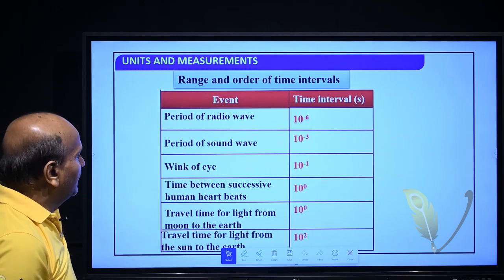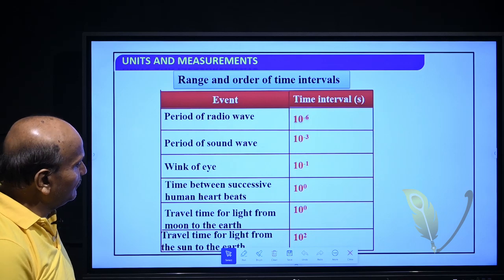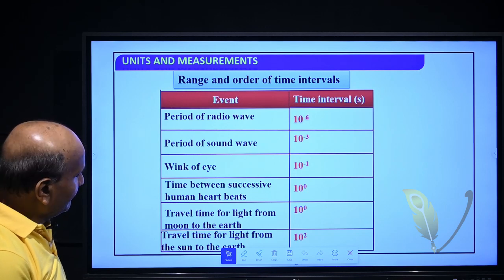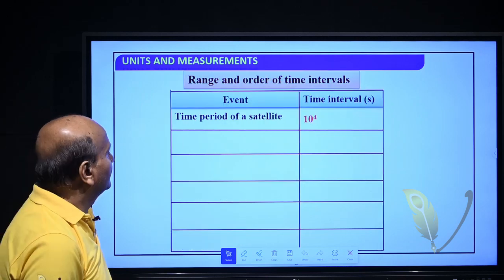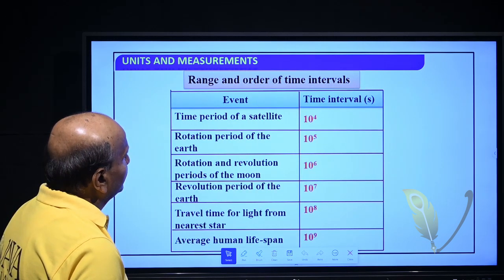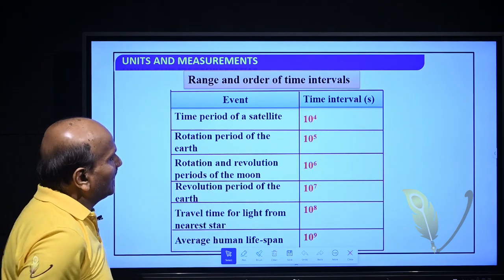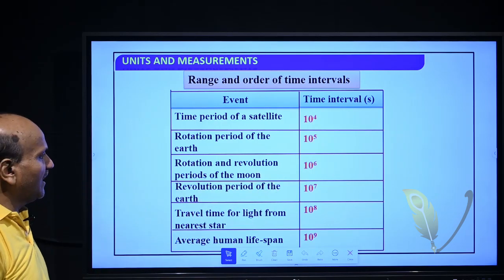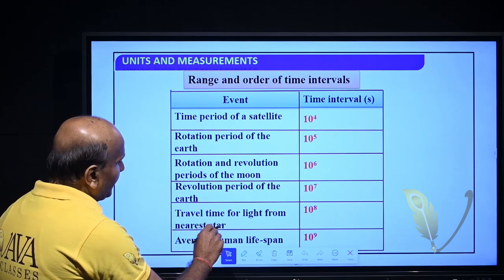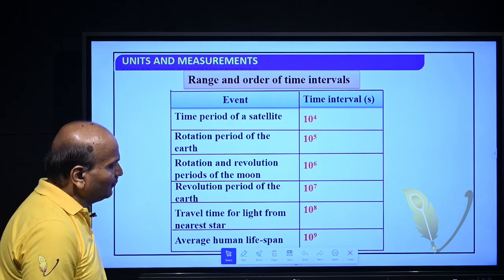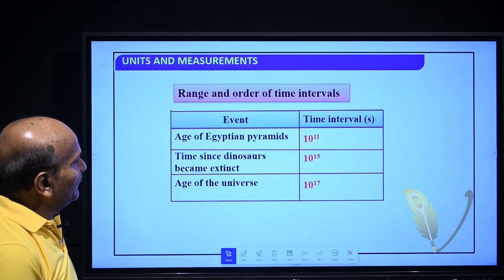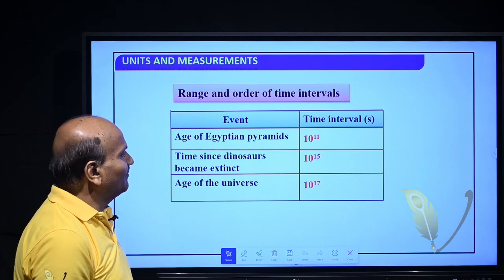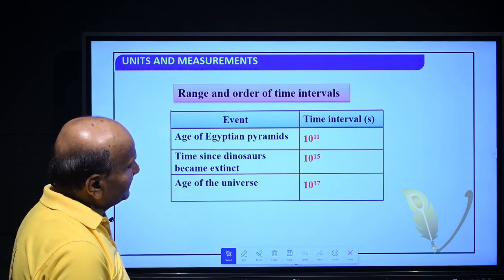Wink of an eye is 10^-1, time between successive human heartbeats 10^0, travel time for light from Moon to Earth 10^0, travel time for light from Sun to Earth 10^2 second, time period of a satellite 10^4 second, rotation period of the Earth 10^5 second, rotation and revolution period of the Moon 10^6 second, revolution period of the Earth 10^7, travel time for light from the nearest star 10^8, average human lifespan 10^9 second, age of Egyptian pyramids 10^11 second, time since dinosaurs became extinct 10^15 second, and the age of the universe 10^17 second.